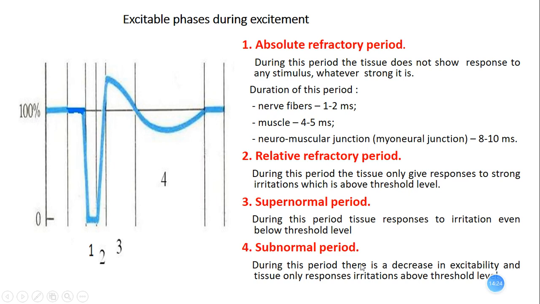It's the period where there is a decrease in excitability, and the tissue only gives a response to irritations which are above threshold levels. After that, it returns to the normal situation, normal excitement. And these 4 phases happen during one action potential, one impulse.